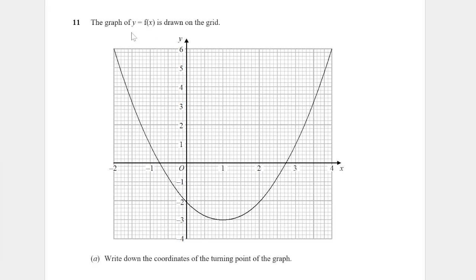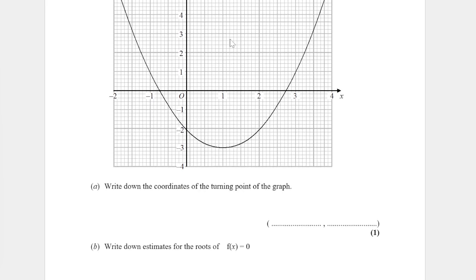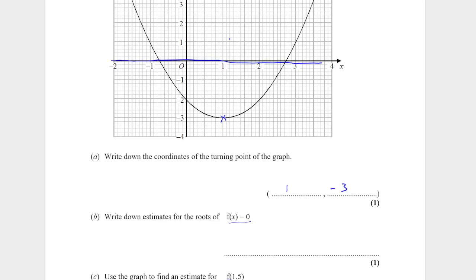Okay, graph of y is equal to f of x is drawn in the grid. Write down the coordinates of the turning point. The turning point is going to be there. So the coordinate of the turning point is going to be 1, minus 3. Write down an estimate for the roots where it is equal to 0. So we're trying to find where that line and that line cross. So if I'm estimating that, that's looking about minus 0.75. And the other one is looking like minus 2.75.